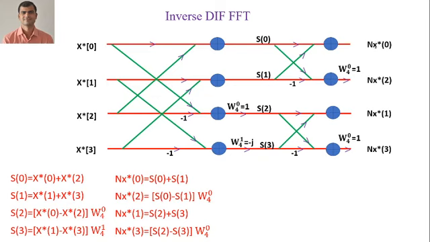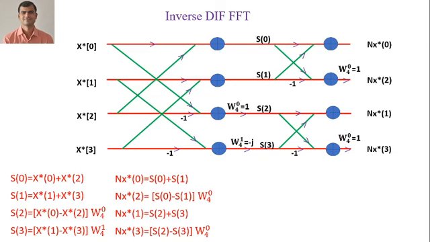Now stage 2: nx0 is the addition of S0 plus S1. nx conjugate of 2 is S0 minus S1, then it is going to multiply with twiddle factor exponent W40. nx conjugate of 1 is the addition of S2 plus S3. nx conjugate of 3 is S2 minus S3, then it is going to multiply with W40.